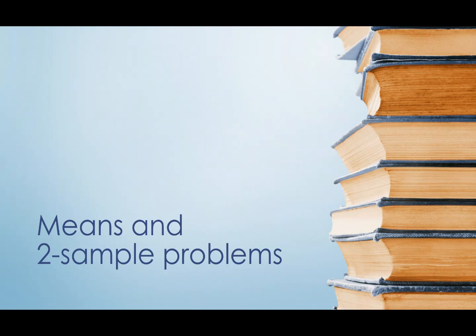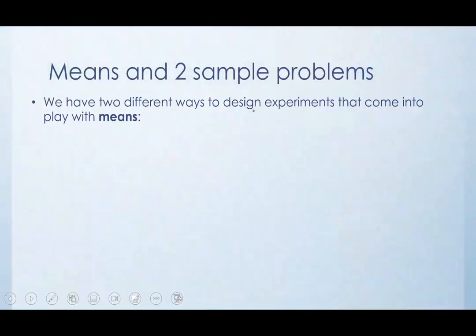Okay, so next we're going to talk about means and two-sample problems, okay? We have two different ways that we can set up our experiments or observational studies or whatever that come into play when we are dealing with means, whether a confidence interval or hypothesis test. Okay, and it's important to be able to recognize the difference, and we're going to do that through writing alternate nulls for several different examples.